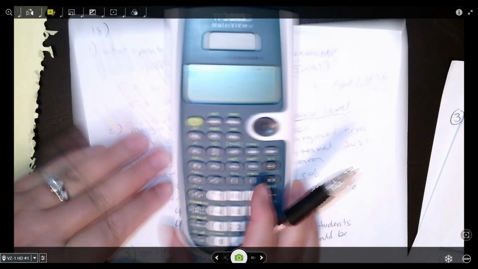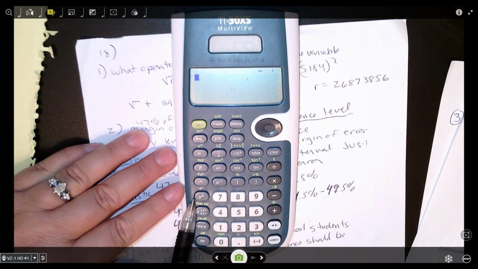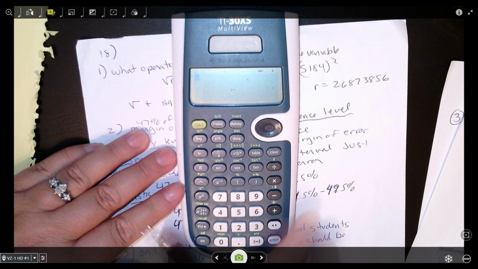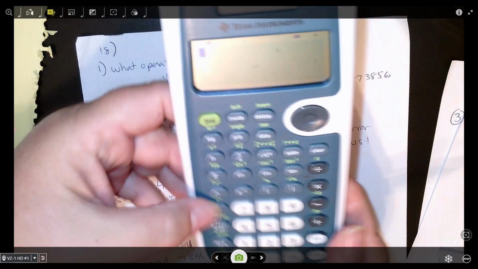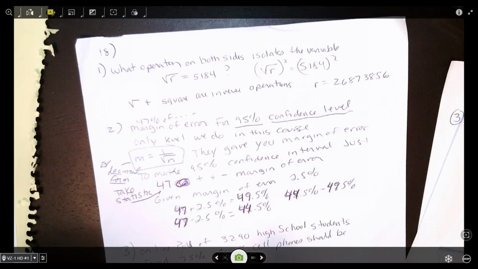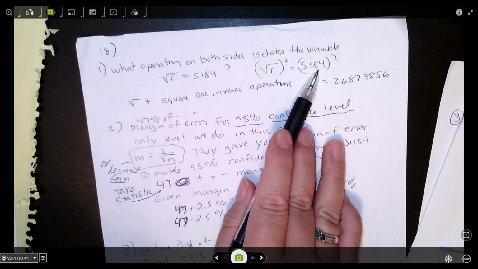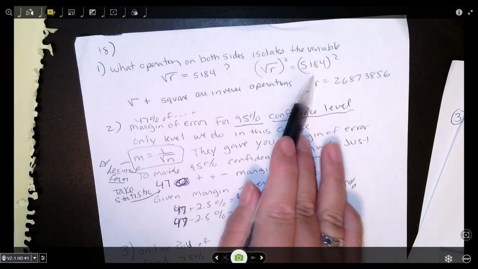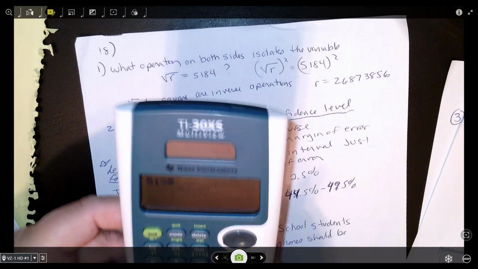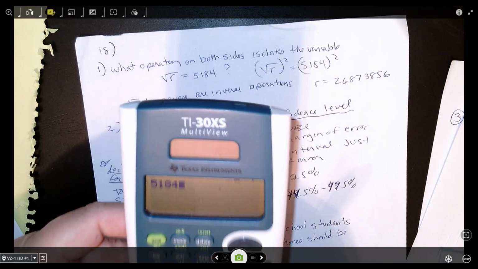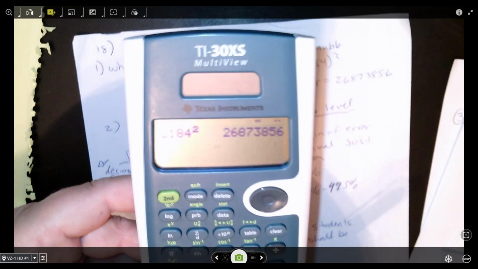It's usually the second button on an x squared. Like mine is right here. Here's my x squared. I go second, square root, and it's right there. Okay. So this one is doing the opposite. We had to square 5184. It was just 5184 squared. You can either type it twice or just go x squared. And that was your answer on that one.